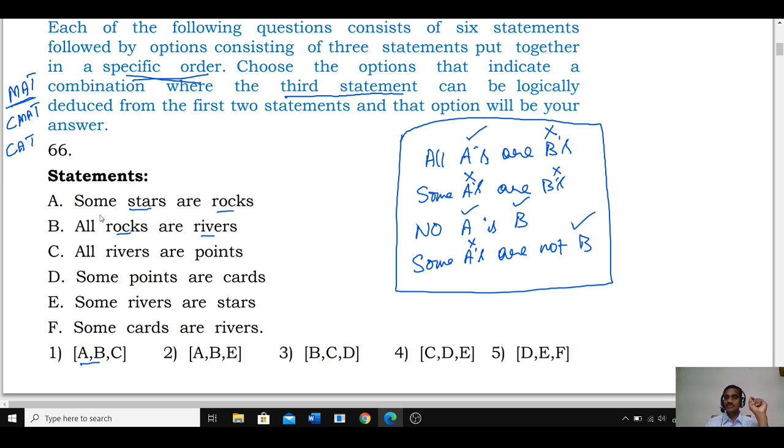Hence, between two statements, we need to have a middle term. Because without the middle term, it is not possible for you to combine both the statements. That middle term acts as a link between these two statements.